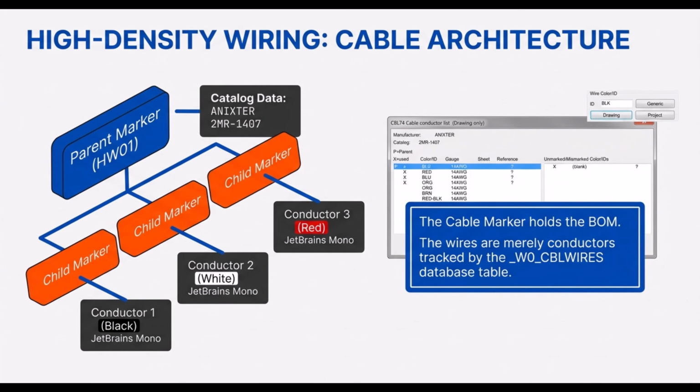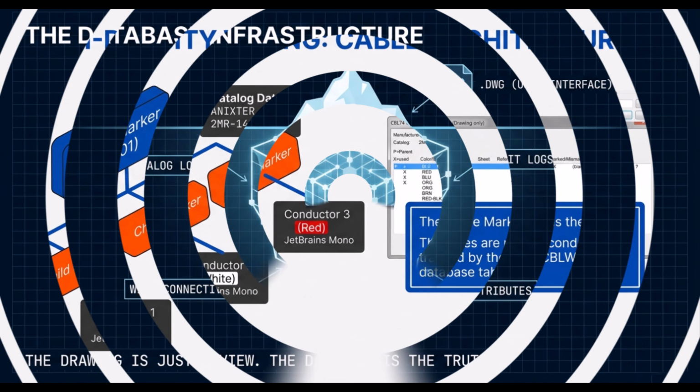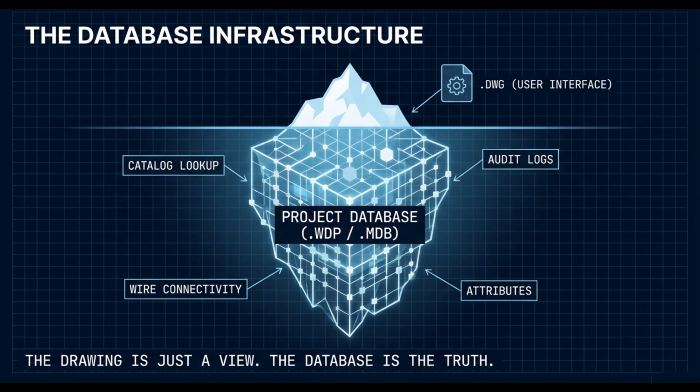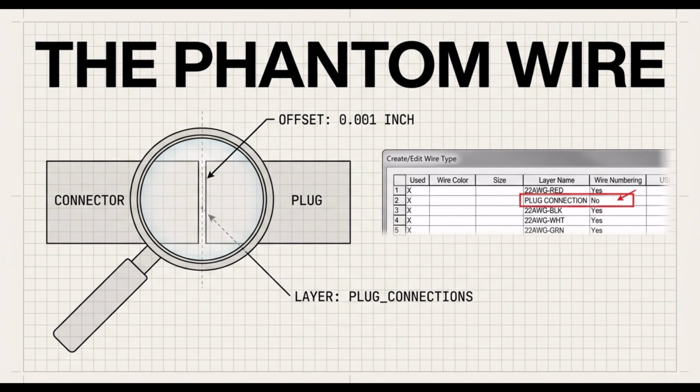And this leads to that really specific error message people get. No conductors available. Right, because the cable marker looks at the catalog database. It knows that part number CDL 101 is a 4-conductor cable. So if you try to associate a 5th wire to that marker, the software stops you cold. It says, hey, physically this cable only has 4 wires. You can't add a 5th. That is a brilliant safety rail.